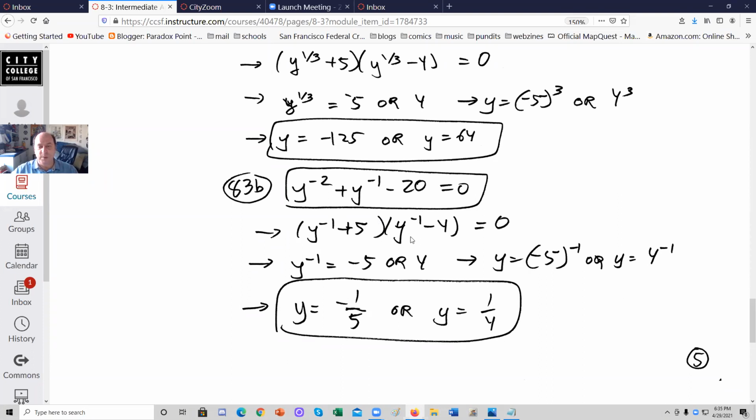One of these factors must be 0. If this is 0, then y to the negative 1 is negative 5. If this is 0, then y to the negative 1 is 4. So the reciprocal is one of these two things. If you take the reciprocal of both sides, you get y equals negative 5 to the negative 1 or 4 to the negative 1. Or in other words, y is negative 1/5 or y is 1/4.